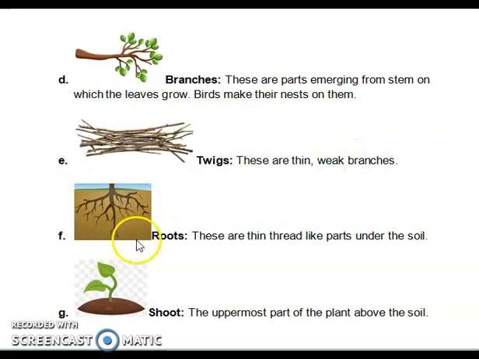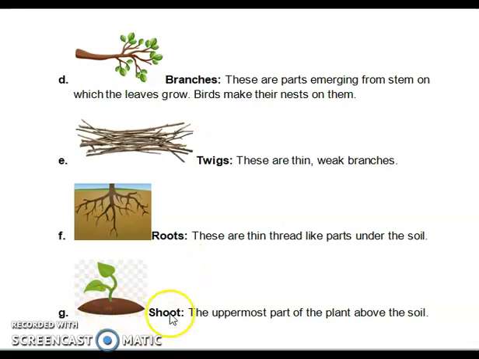Okay. Next part is roots. So the root part is basically under the soil. These are thin thread-like parts under the soil. This is a thread-like structure that grows under the soil, and this is also very important because this gives water, minerals, etc. to the entire plant, and for leaves to make food. You remember? Leaves make food for us.